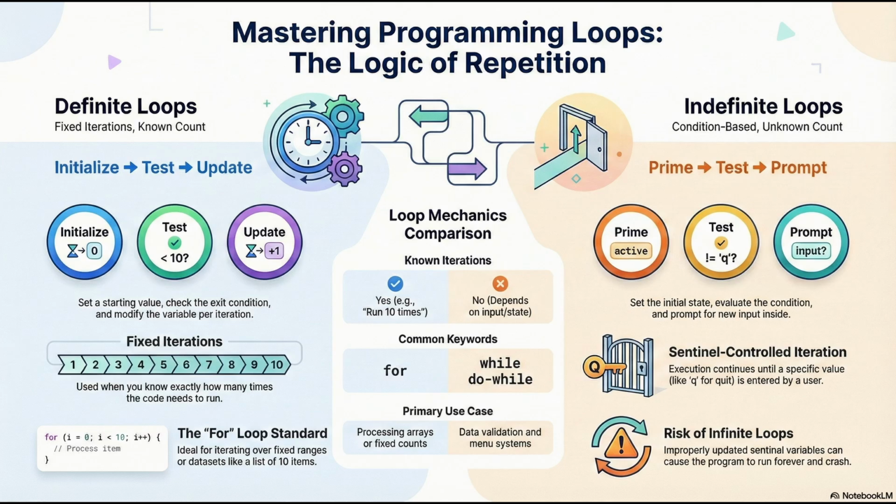As I was reading that, I realized I run a loop every single time I leave my house. I tap my pockets. Prime, tap pockets, test. Do I have keys, phone, and wallet? If no, loop body. Go find the missing item. Right. Update. Tap pockets again. Test. Do I have them now? If yes, exit loop and leave the house. That is a perfect while loop.